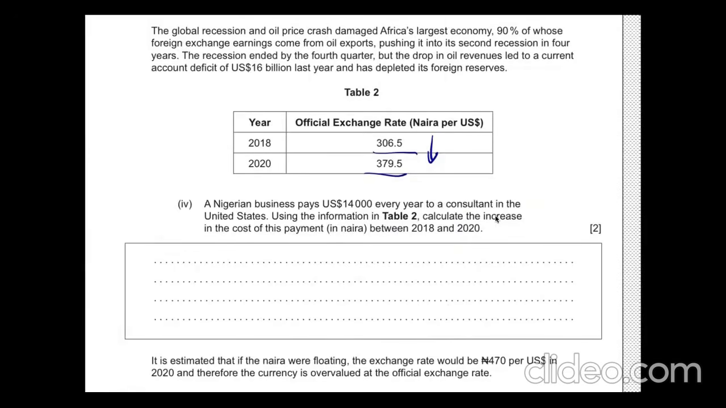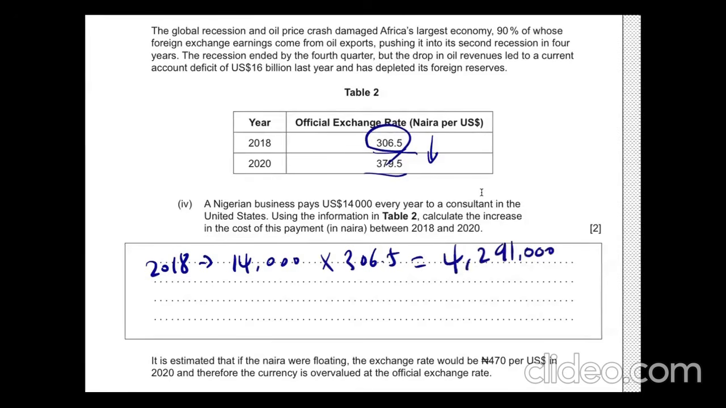A business pays US dollars 14,000 every year to a consultant in the United States. Using the information in table 2, calculate the increase in the cost of this payment between 18 and 20. Obviously, for Nigerians, this is not good news. Yeah, so let's calculate how much it paid in 2018. So considering the 14,000, if you use the exchange rate, then you multiply by 306.5, then you can get the Nigerian value of this payment. So like this much Naira.